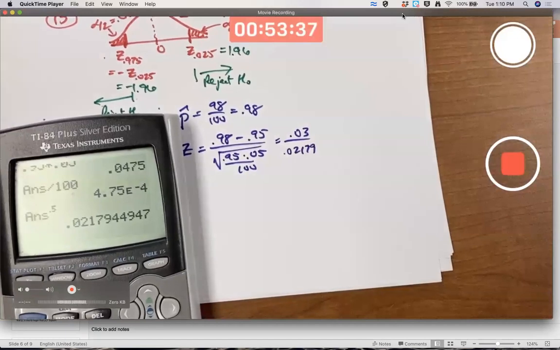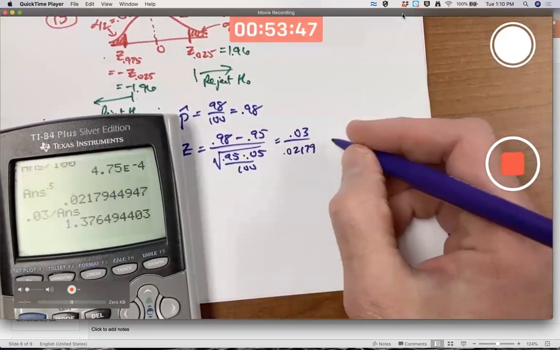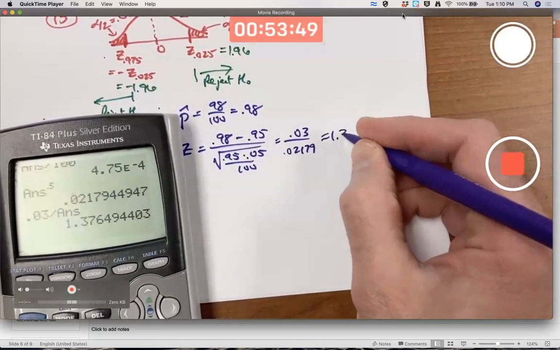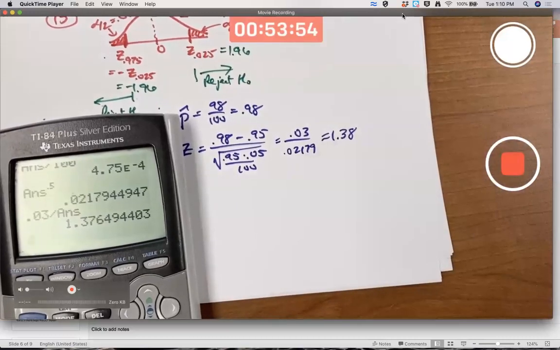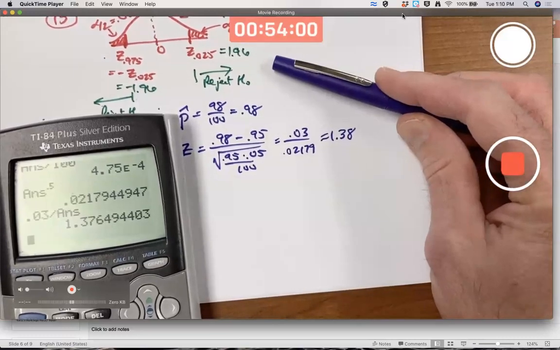You're going to get a large value of Z here. It's going to be bigger than 1. Is that large? It's hard to know for sure yet how large that is. Okay, well, not large enough to be in the rejection region. We're not going to reject the null.